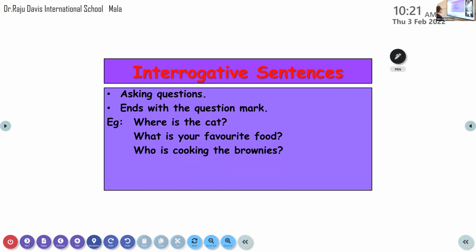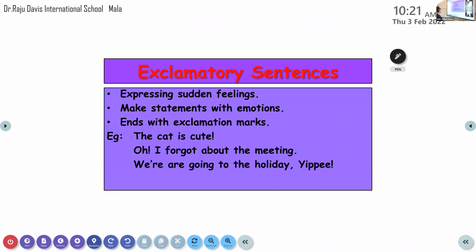Asking questions, interrogative sentences, end with a question mark. Where is the cat? What is your favorite color? Who is cooking brownies? Exclamatory sentences express sudden feelings, make statements with emotions, and end with exclamation marks. The cat is cute! Oh, I forgot about the meeting! We are going on holiday! Yippee! So these are some examples of exclamatory sentences. Okay.